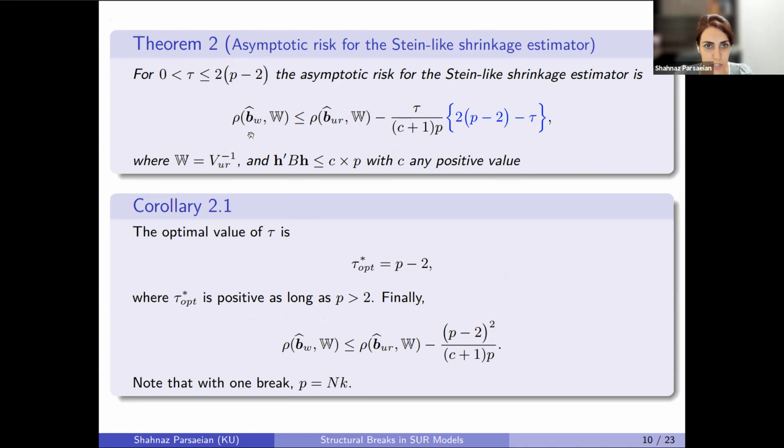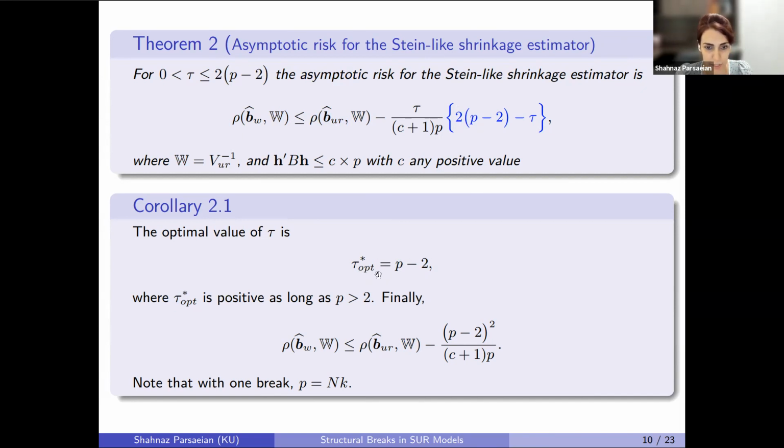And here is the asymptotic risk for the Stein, which is less than or equal to the asymptotic risk for the unrestricted estimator minus this term. So the unrestricted estimator was the one that uses only the observations within each regime. Now, in order for me to have a better risk for the Stein compared to the unrestricted estimator, I need this term in the curly bracket to be positive. And this is positive if tau star optimal is p minus 2, the number of restrictions minus 2.